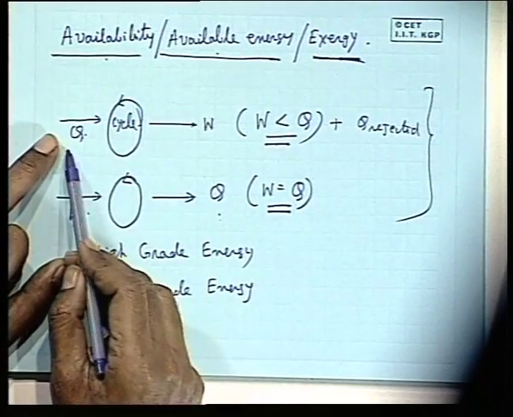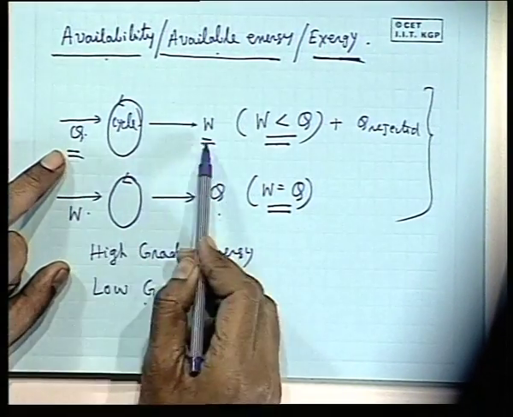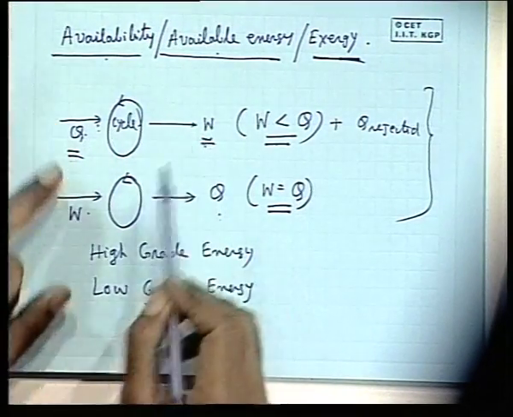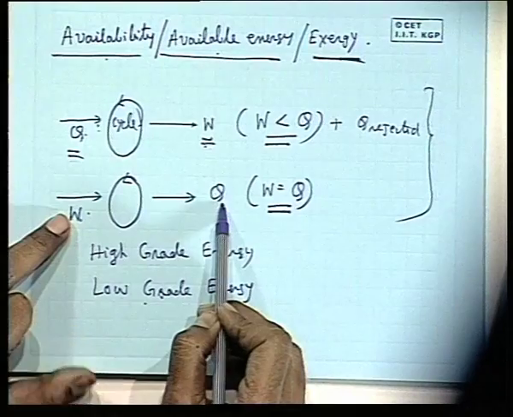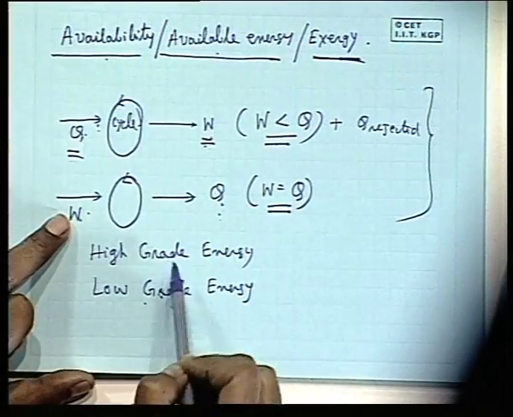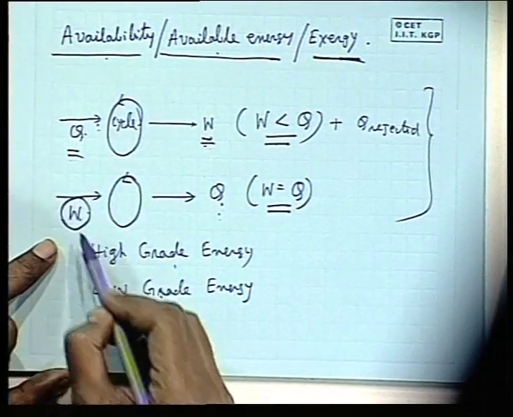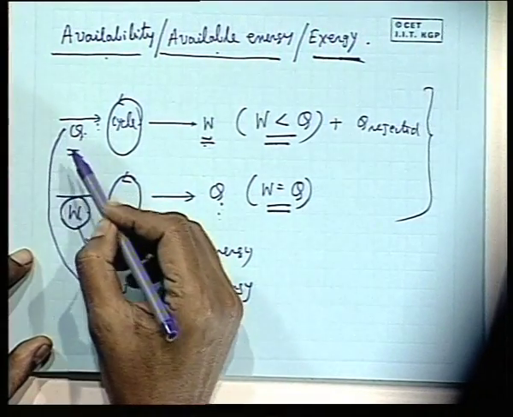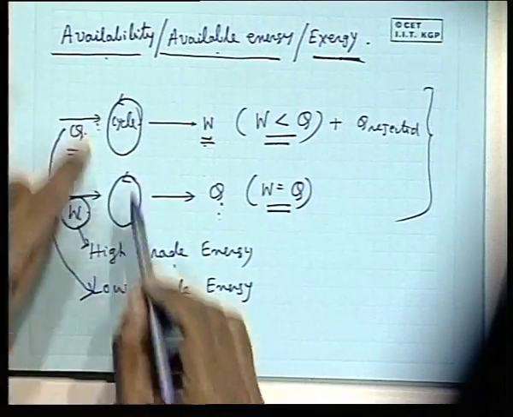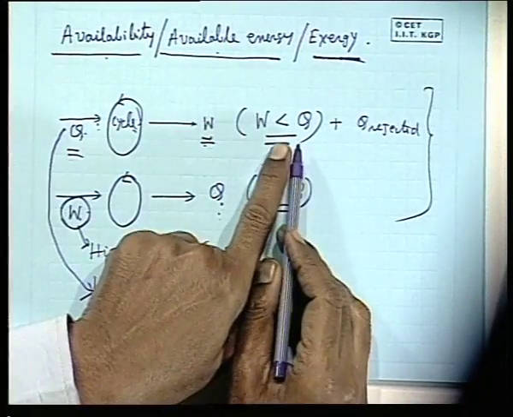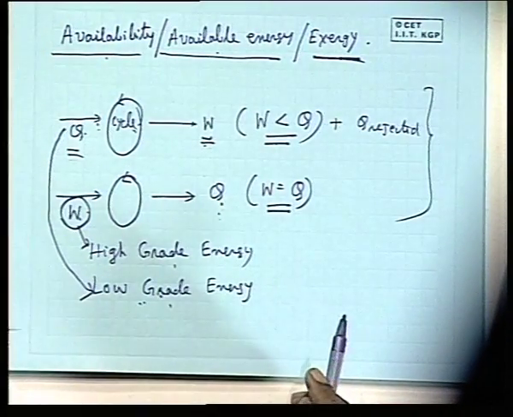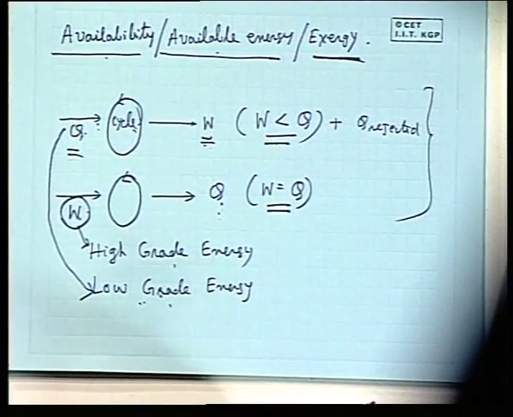If you take the two energies in transit, work and heat, you see that heat cannot be completely converted into work, whereas work can be completely converted into heat. This is the reason for which work is defined as high grade energy, whereas heat is defined as low grade energy. That means the low grade energy can never be converted into high grade energy with an equivalent amount, whereas the reverse is true.